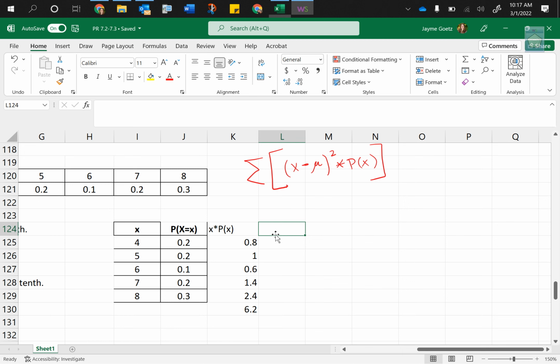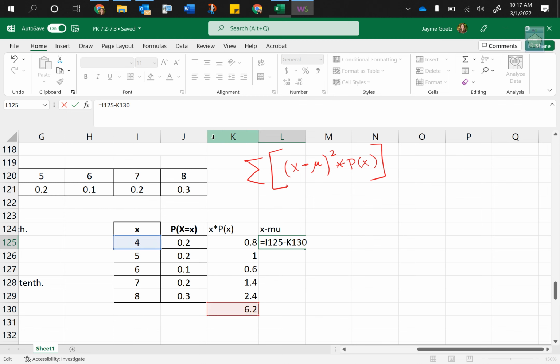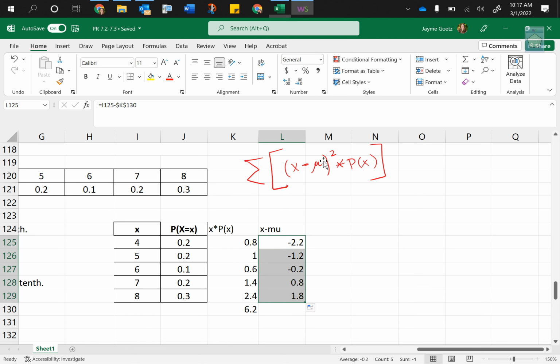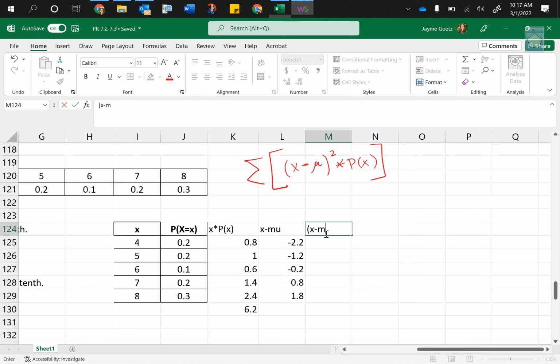Now we want each random variable to subtract it. So this one's going to be x minus mu. I want my random variable minus mu. And again, I don't want that to change, so absolute cell reference. What do I do with that value then? We square it. So I want x minus mu squared.